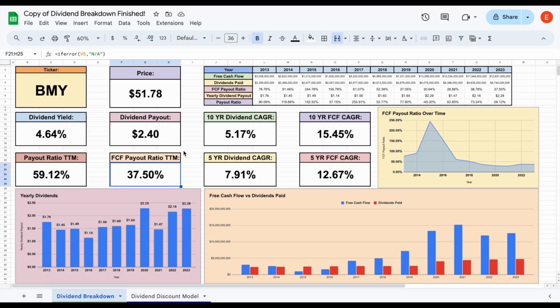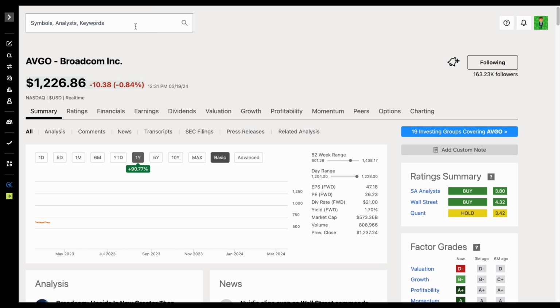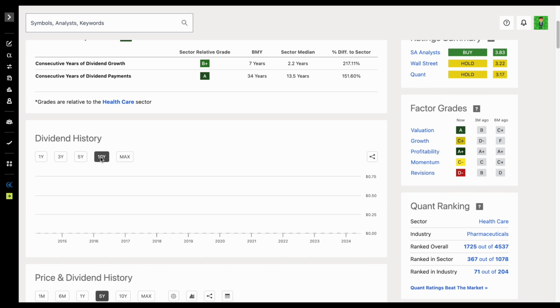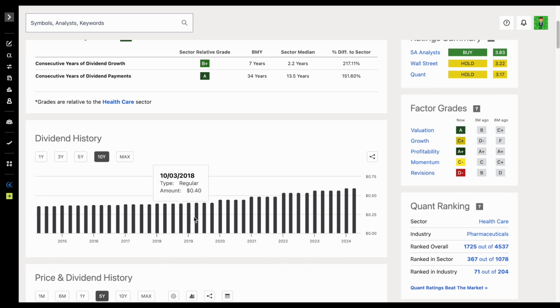Now, one of the things on a surface level, when we look at the yearly dividend payouts, it looks like the dividend payouts are choppy. But if we look at the red bars here, the dividends paid out, we can see it's slowly been growing over time. So what's the case with these yearly dividend payouts? Well, if we dig into it a little bit more, let's go over to Seeking Alpha, plug in BMY and hit enter here. If we go over to the dividend history tab, we can see on a quarterly basis, these dividend payments have been increasing every single quarter.